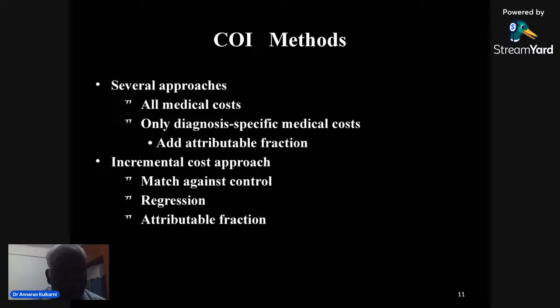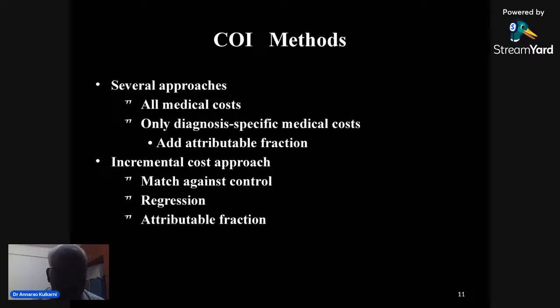There are several approaches for measuring the cost of illness. We can total all the medical costs for the population of interest, for example, a group of people with hypertension with complications of hypertension, or we can add only hypertension-specific medical costs for a group of people with hypertension. That means we are not including the treatment costs of complications of hypertension. Only hypertension-specific treatment cost is included here.